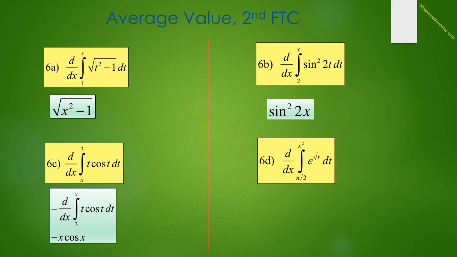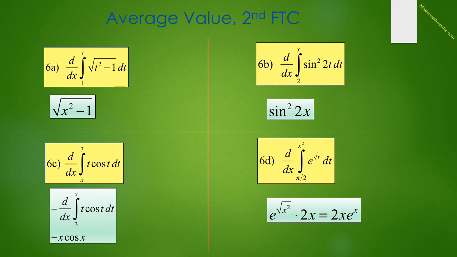6c asks us to take the derivative with respect to x of the integral from x to 3 of t cosine t dt. We could integrate this expression using integration by parts, but it's much easier to use the second fundamental theorem of calculus. We will reverse the order of limits, making it from 3 to x, and make the expression negative. So this becomes negative derivative with respect to x of the integral from 3 to x of t cosine t dt, and therefore our answer is simply negative x cosine x.